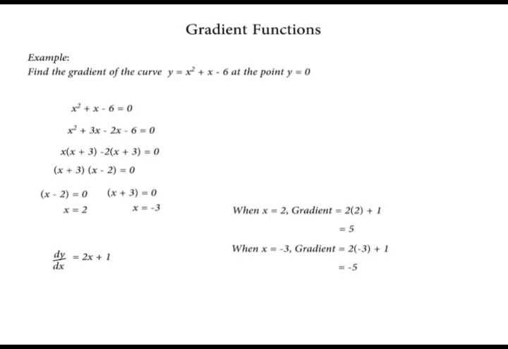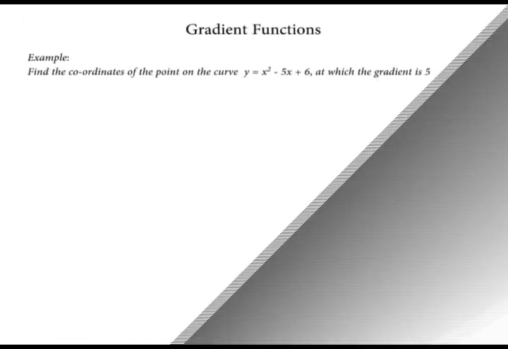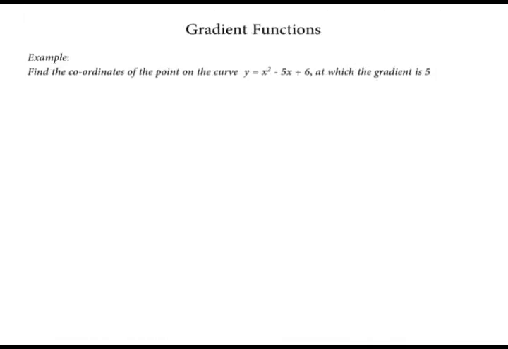Now, suppose we have the equation of the curve and the gradient, and you are supposed to find the coordinates. For example, find the coordinates of the point on the curve y is equal to x squared minus 5x plus 6 at which the gradient is 5. In this case, what we do is simply find the gradient function. We equate it to the gradient and solve for x. From there, we find the corresponding value of y.